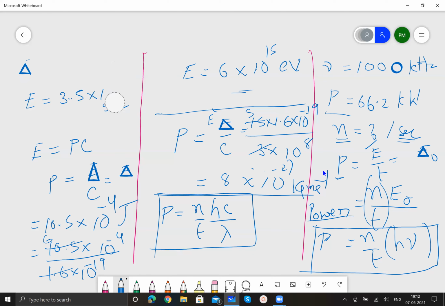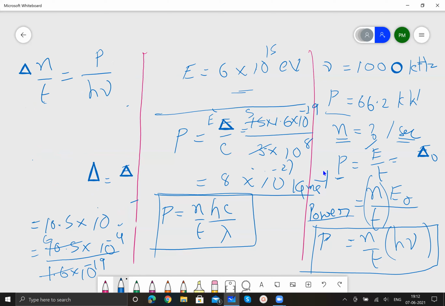Finish. What do you want here? Simple question. You want the number of photons per second. So n by t will be P by h nu. Correct? Yes, sir. I am writing here. Could you see the formula? I put it in a box. So what is the power here?